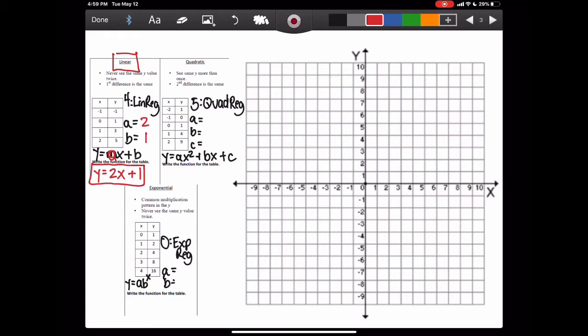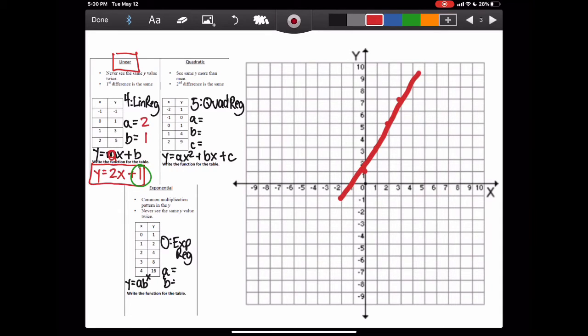And now I can go over here and graph it by hand. We should get a straight line because we're working with a linear function. I have a y-intercept of 1. Remember, the number that does not have a variable next to it is your y-intercept. So I'm going to put a point at 1 on the y-axis right here. Then I have a rise of 2 and a run of 1 because my slope is 2. So I'm going to rise 2, run 1. You can keep doing this, or we can just go ahead and draw our graph.